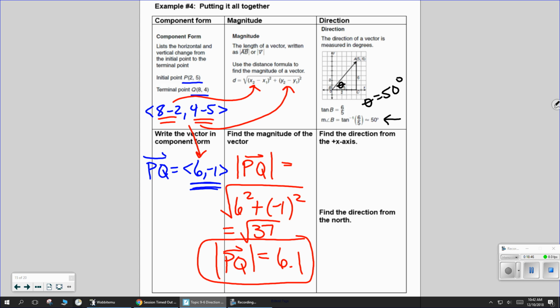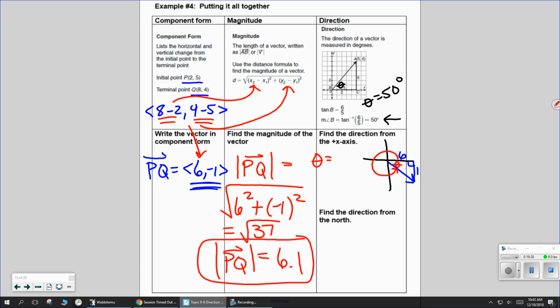All right, so let's take the one that we were working with, and let's find the direction from the positive x-axis. So I'm just going to make myself a little sketch here, and I know that 6, negative 1, that vector would be over here. 6, negative 1. So I know that those would be the two sides of my triangle. And so I want to find the direction from the positive x-axis. I have to go counterclockwise all the way around. So let's just calculate this missing angle inside of the triangle.